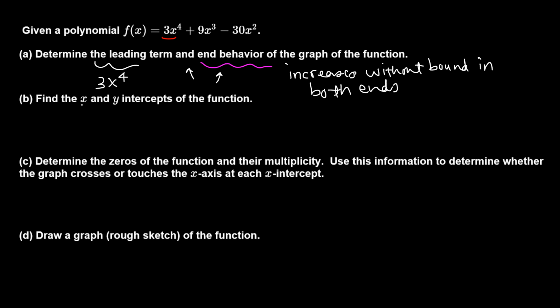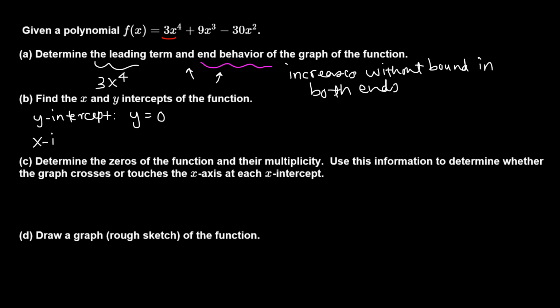In B, find the x and y intercepts of the function. So let's find the y intercept, because there will be only one y intercept. For that we plug in x equals 0, so f(x) is y, so y equals 0 plus 0 minus 0, or just 0. That means the graph of the function passes through (0, 0).